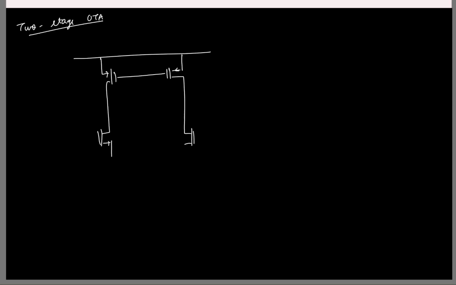So let's say this is my first stage. I need to add a second stage here. What could be my second stage? What can I use as second stage? Common source. So PMOS or an NMOS? Why? Again, you know, right? If I use a PMOS here, the DC potential here will be more suitable. Okay. So I'll take a PMOS here.